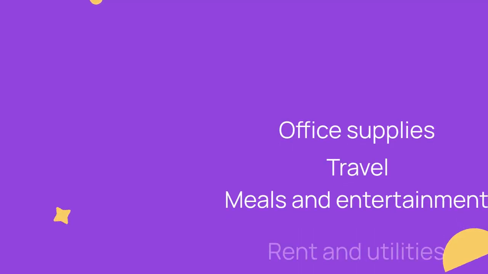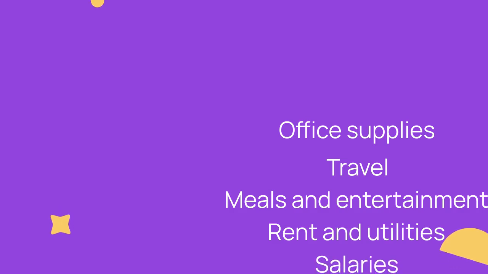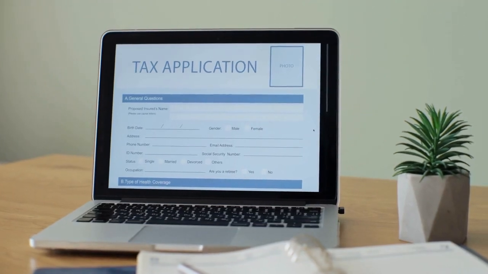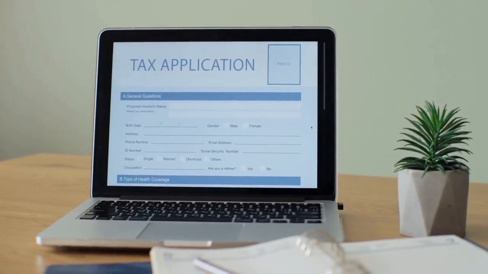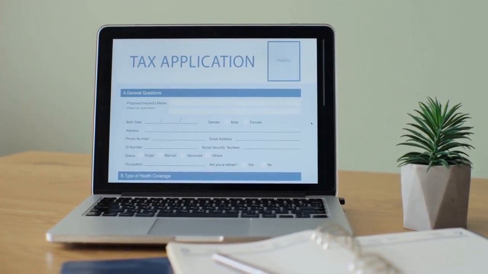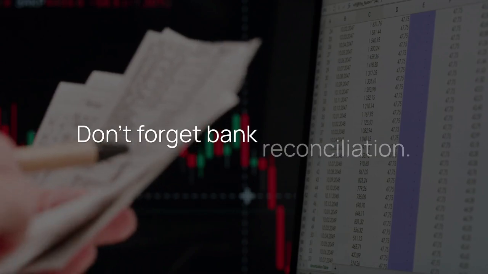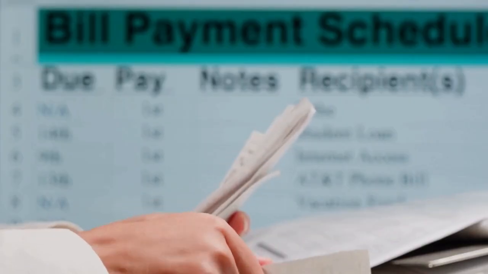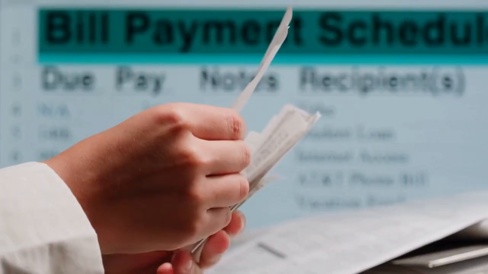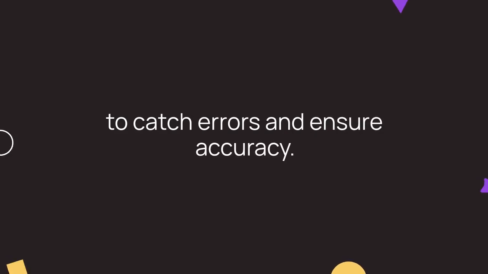Common categories include office supplies, travel, meals and entertainment, rent, utilities, and salaries. Keeping digital receipts and using accounting software like QuickBooks or Wave helps simplify this. Don't forget bank reconciliation. Match your bookkeeping records with bank statements every month to catch errors and ensure accuracy.